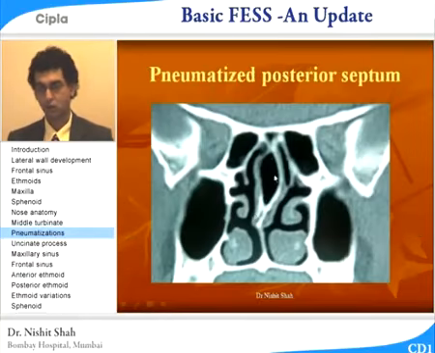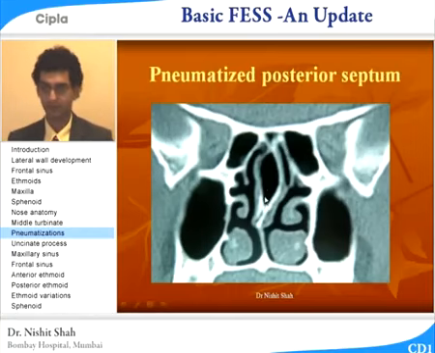This CT scan shows pneumatization of the posterior end. You can see that the posterior ethmoids are still present here. So this is pneumatization of the posterior end of the septum, and this will then of course lead into the sphenoid sinus.